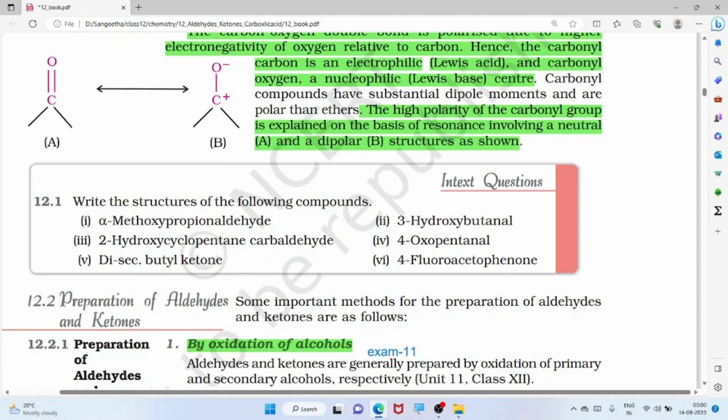The high polarity of the carbonyl group is explained on the basis of the resonance involving a neutral and a dipolar structure. This is the polar and this is the neutral.